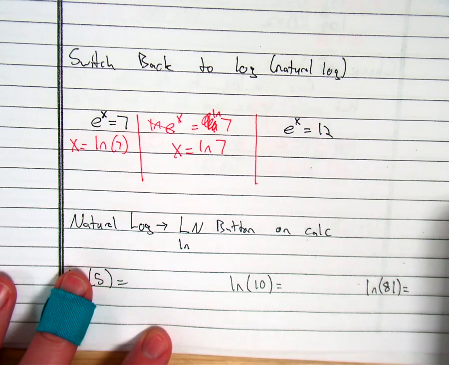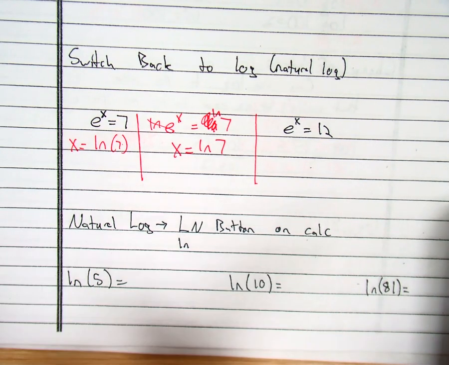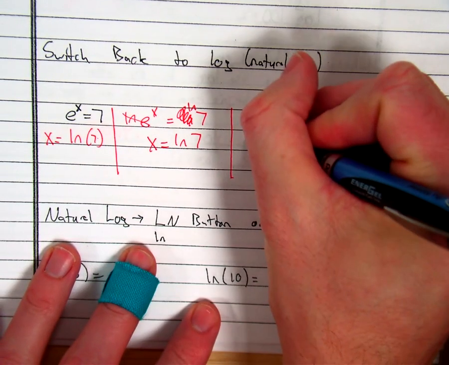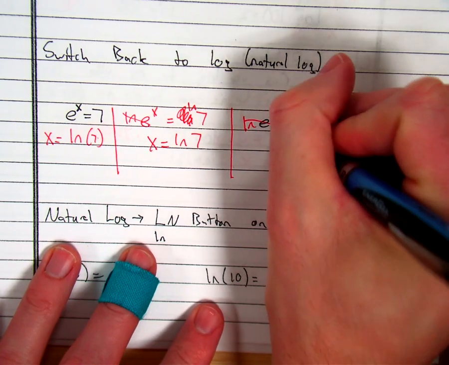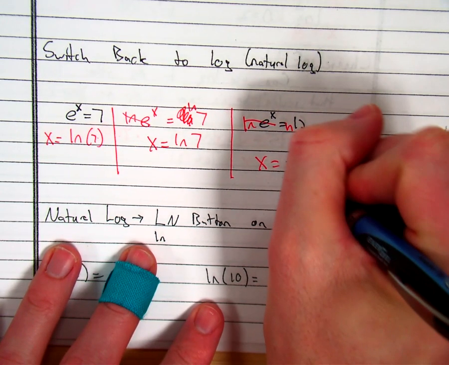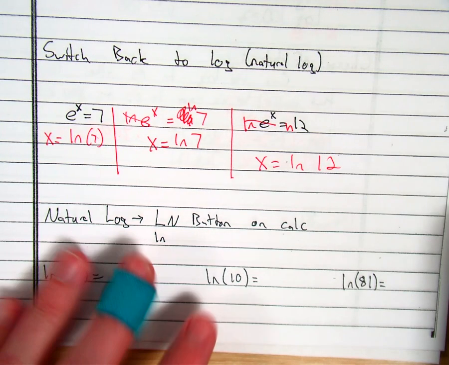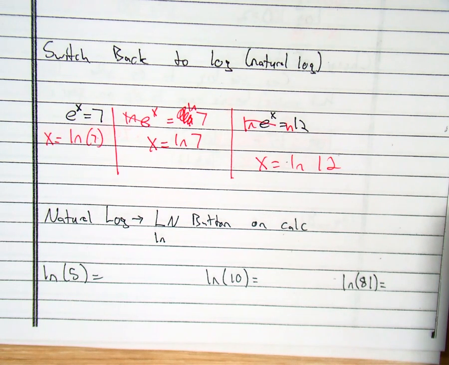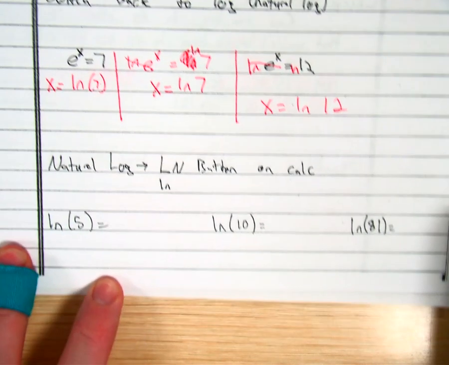Go ahead and push pause and give that one a shot. Okay, I did natural log of both sides, canceled out, x equals natural log of 12. We're just going to leave it alone. We're just focusing on switching back and forth today, and we'll work on typing those in and evaluating and solving later. Alright, last one for you to do.